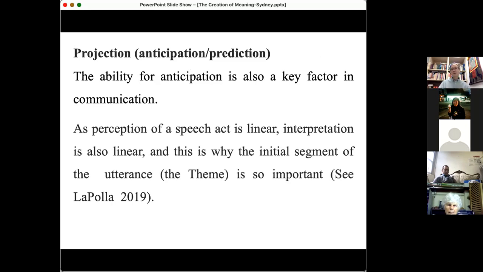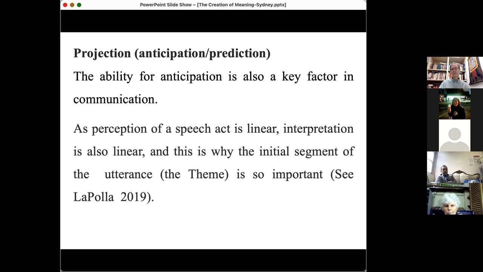Now, getting back to anticipation and prediction, the ability for anticipation is also a key factor in communication. As perception of a speech act is linear, interpretation is also linear. And this is why the initial segment of the utterance, the theme, is so important. The theme, as talked about in Prague School linguistics, is the starting point, the speaker's starting point. It doesn't necessarily include topic.